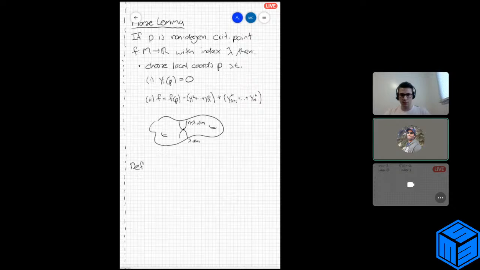And so this leads us to another definition. A Morse function is a smooth function having only non-degenerate critical points.